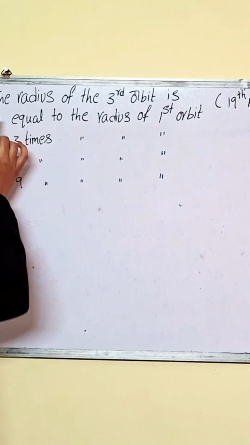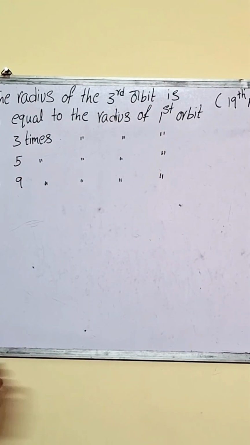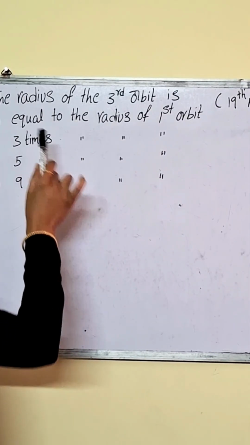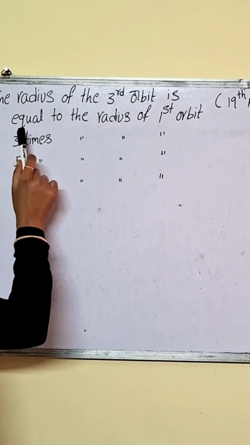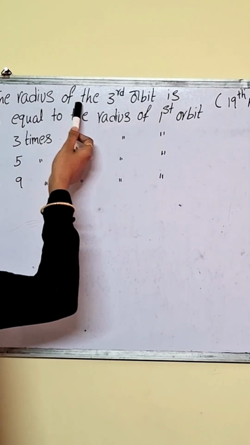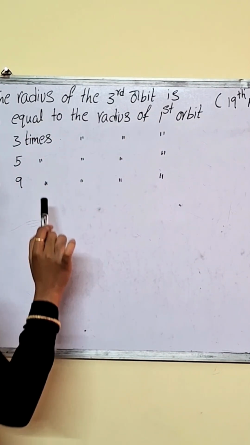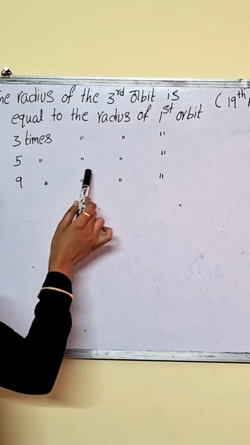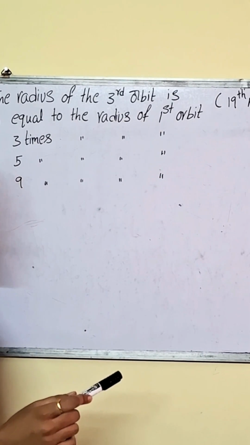Now coming to the question: the radius of the third orbit. They are asking for the third orbit radius, and they have given four options: the radius of the third orbit is equal to the radius of the first orbit, or 3 times the radius of the first orbit, or 5 times the radius of the first orbit, or 9 times the radius of the first orbit.